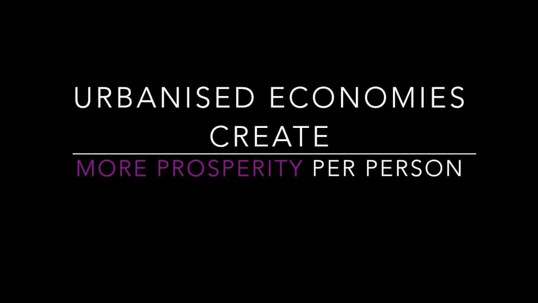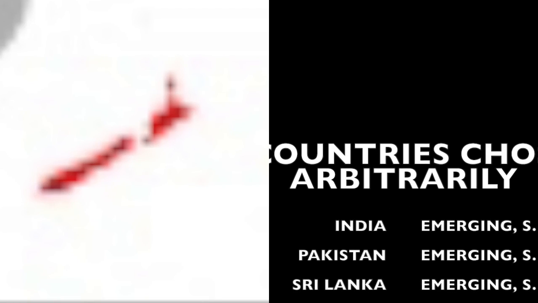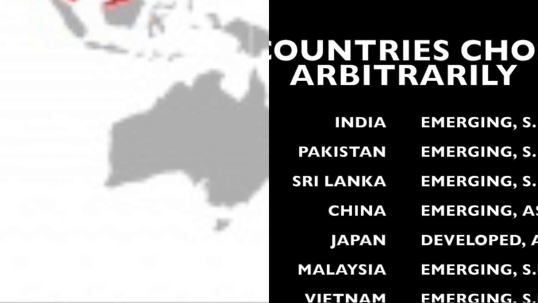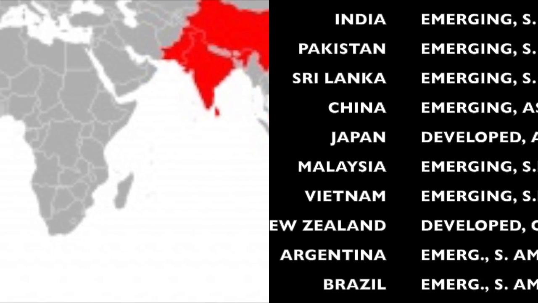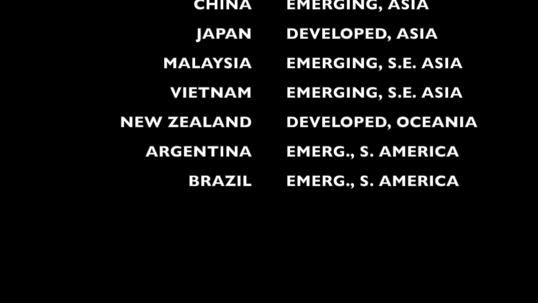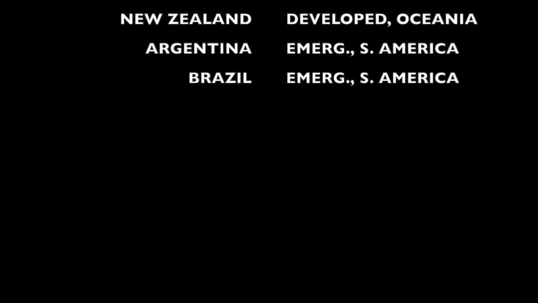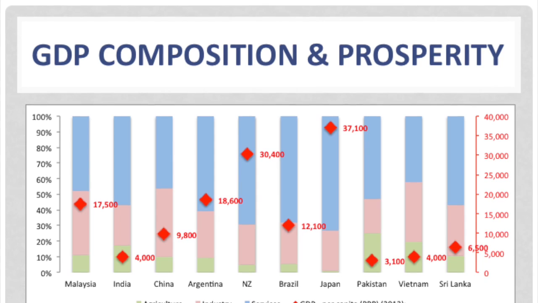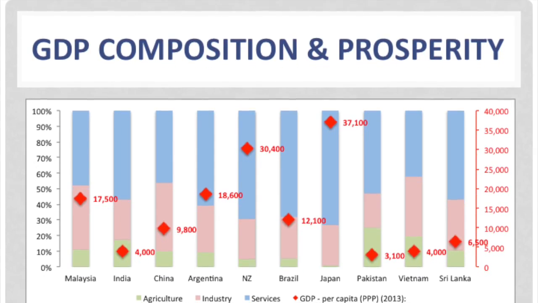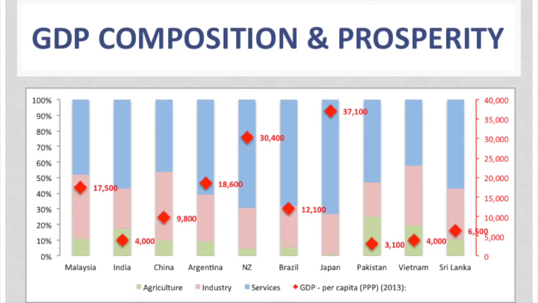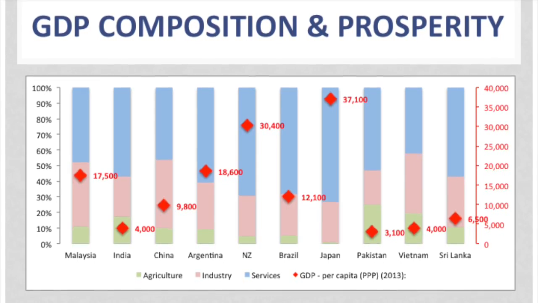Okay, let's start demonstrating each of those. For the first one, we start with doing a countries versus citizens prosperity comparison to demonstrate how urban economies provide greater prosperities for citizens. I pick up 10 countries randomly. Most of them are developing economies, and most of them are Asia-Pacific economies. The two developed economies are New Zealand and Japan, for exceptions, and also Argentina and Brazil, which are non-Asia Pacific. So, we have Malaysia, India, China, Argentina, New Zealand, Brazil, Japan, Pakistan, Vietnam, and Sri Lanka.